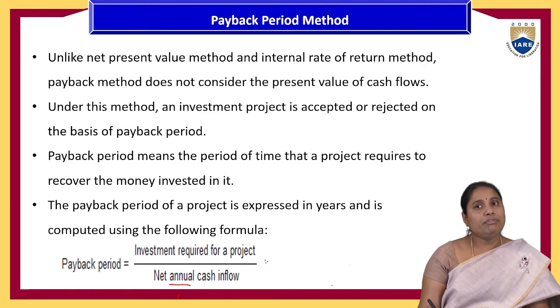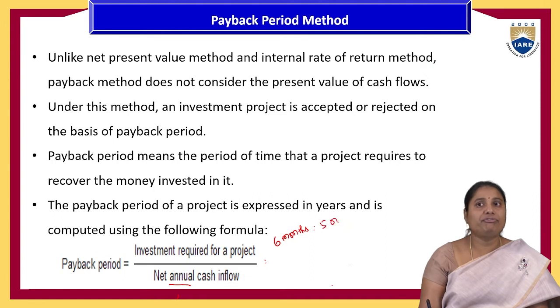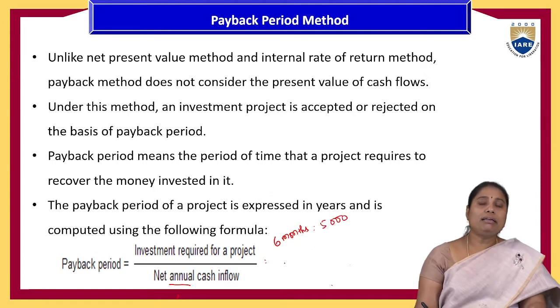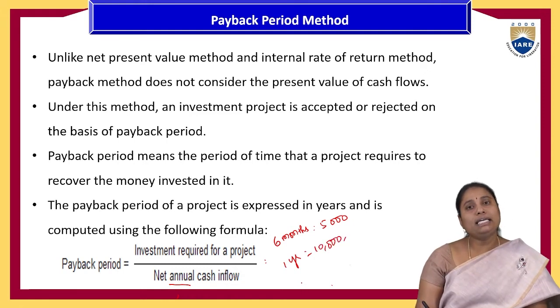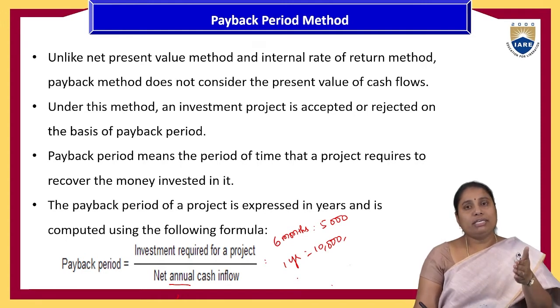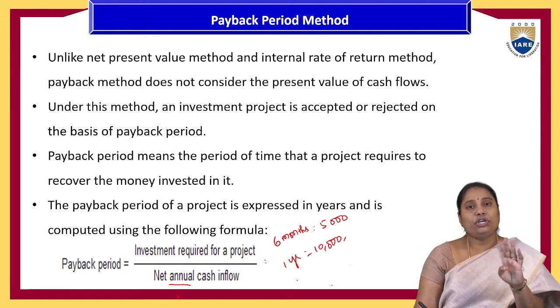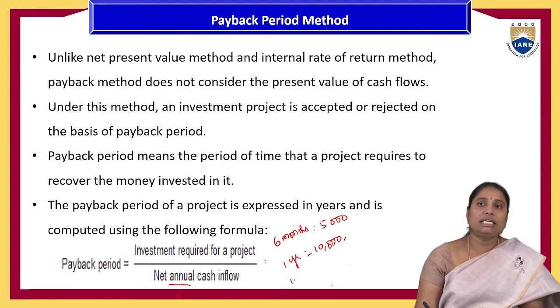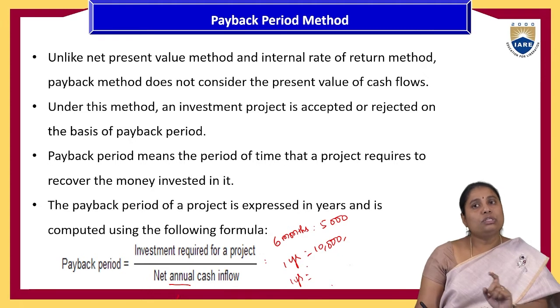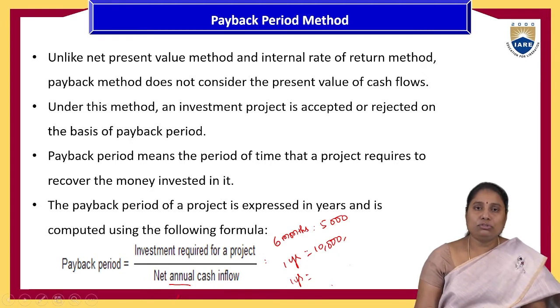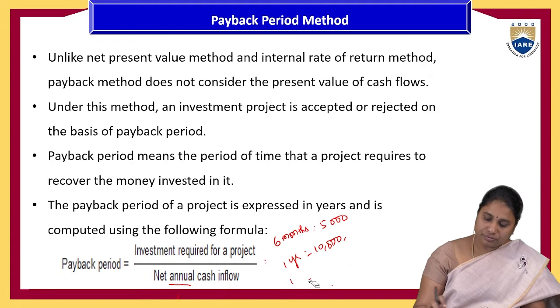So suppose in a given problem they have given half-yearly figures, and the organization is getting 5,000 every 6 months; then for 1 year it will be 10,000. Or for quarterly, if the organization is getting returns of 5,000 each quarter, then 4 into 5 is 20,000. We have to take that as the cash inflow. That is the consideration of the cash inflows and the cash outflows.